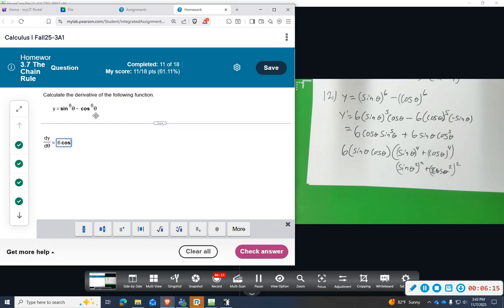Cosine theta and then sine of theta to the 5th plus 6 sine theta cosine theta.